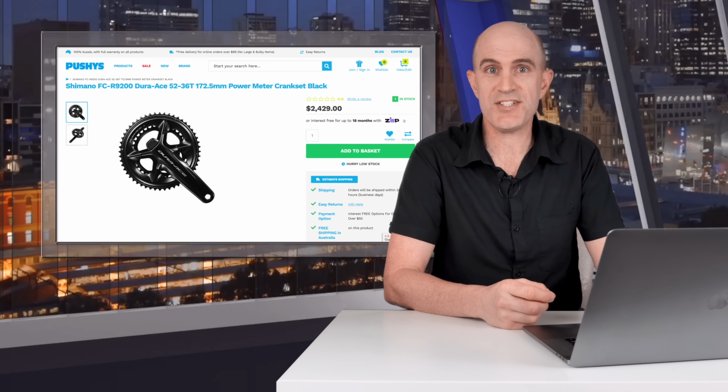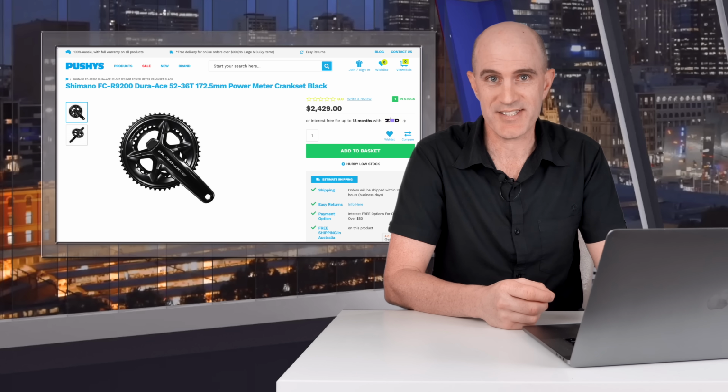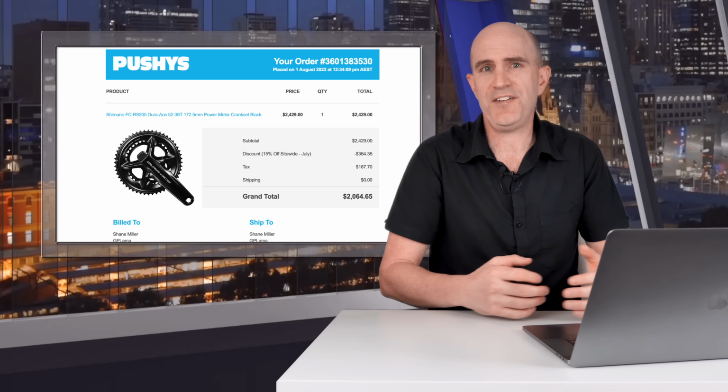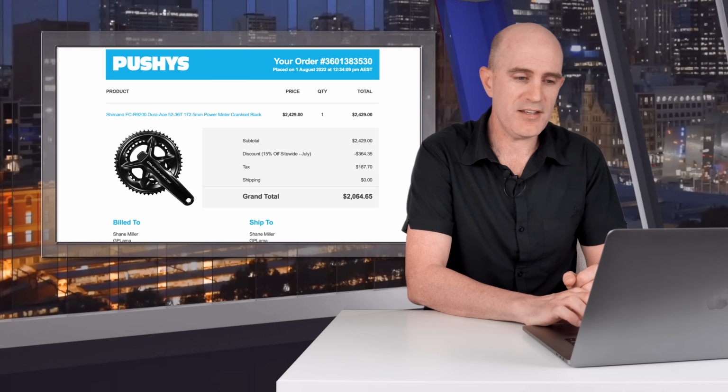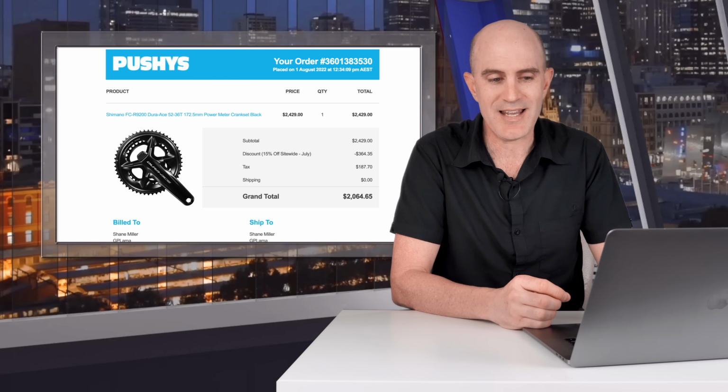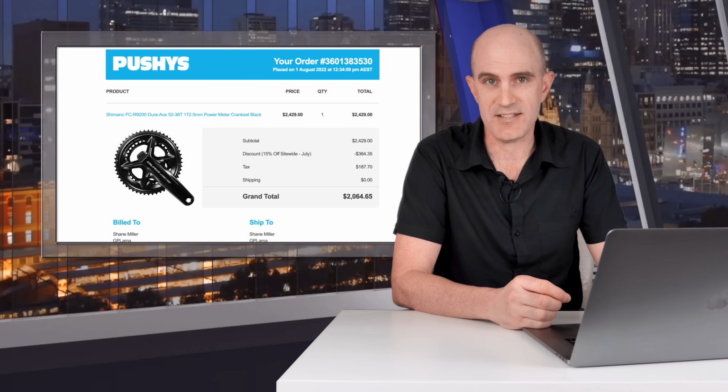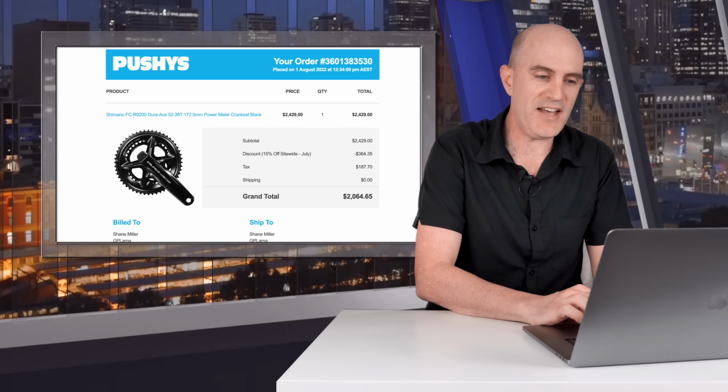So I've purchased this R9200-P myself. And thankfully, Pushies here in Australia had a 15% off site-wide discount code the other week, so this power meter has cost me $2,064.65. Even with the discount, it's not that cheap.